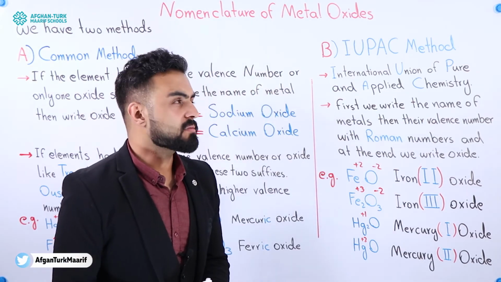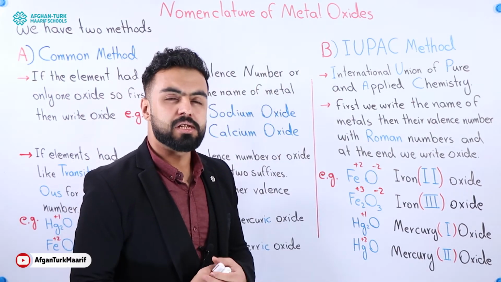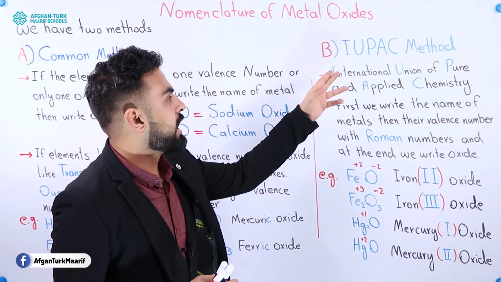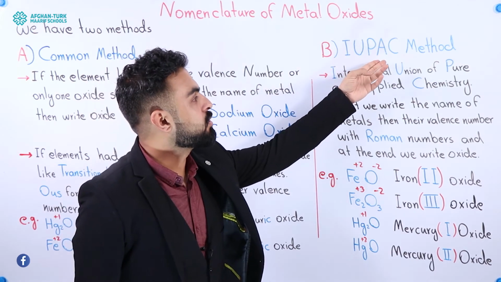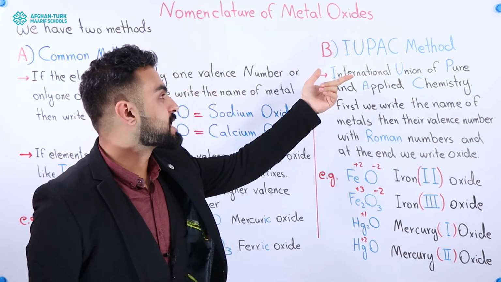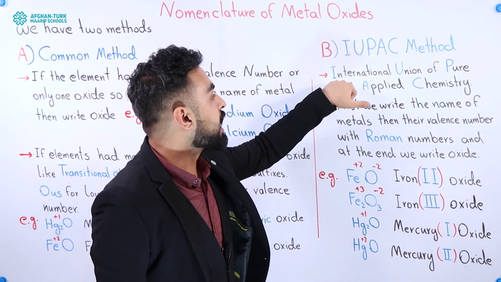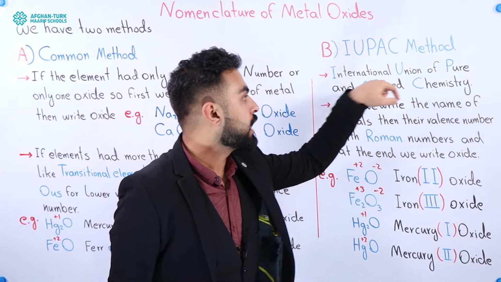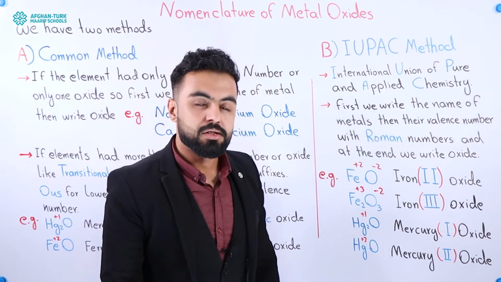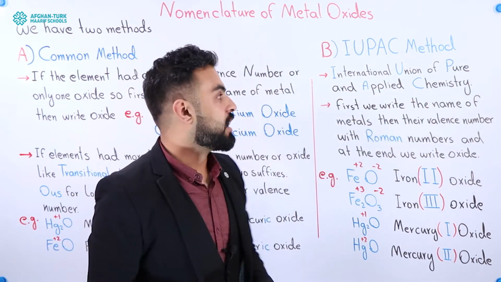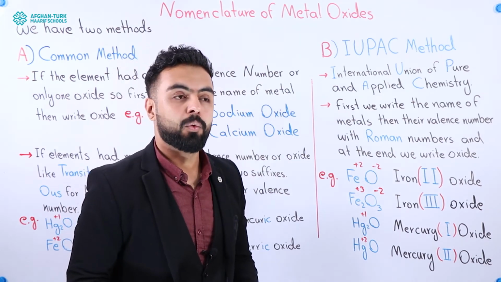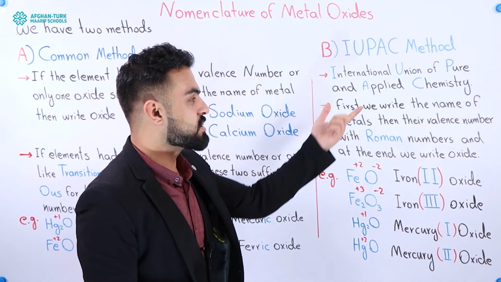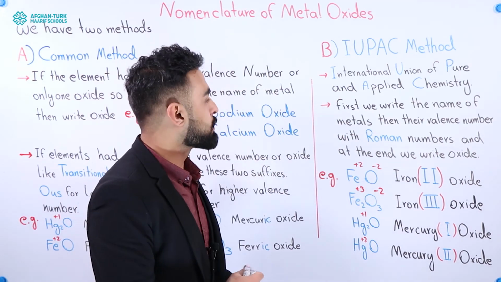And there is another method which is accepted worldwide, and it is called the IUPAC method. So what does IUPAC stand for? It comes from International Union of Pure and Applied Chemistry. It is a union where they decide how to name the elements and everything about chemistry.